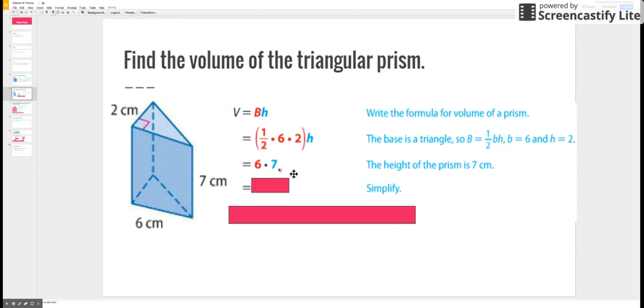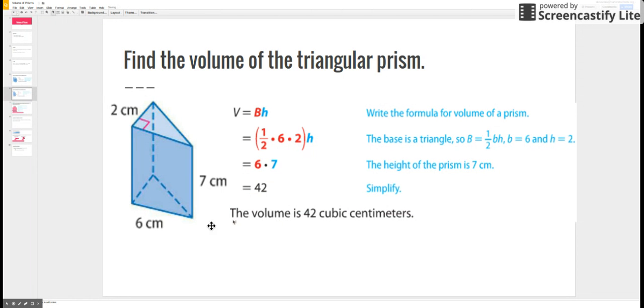So your height ends up being 7. So then you would do 1/2 times 6, which is 3, times 2 to get 6, right? And 6 times 7 gets you 42. So the volume is 42 cubic centimeters.